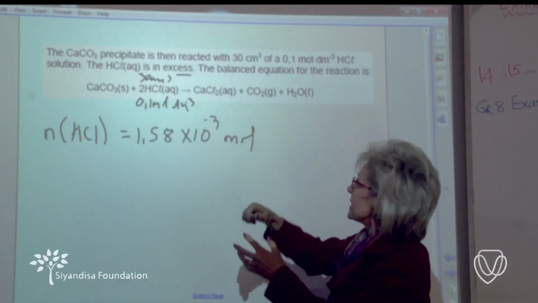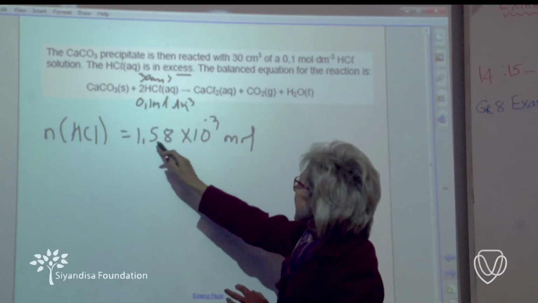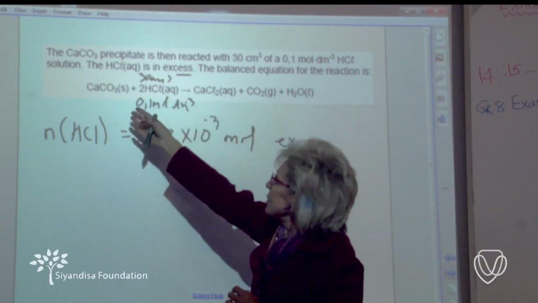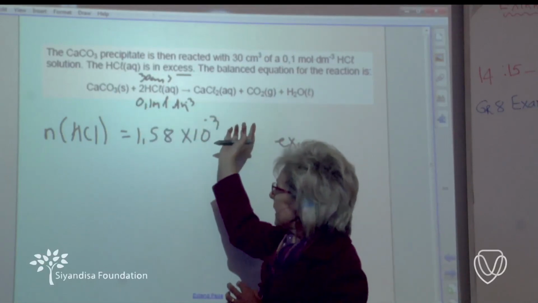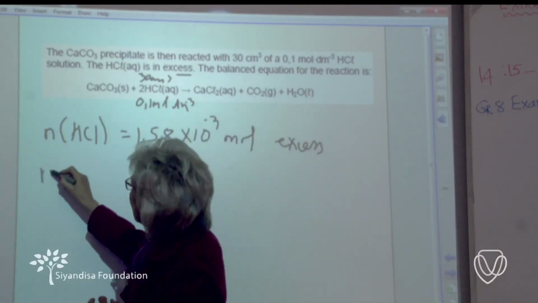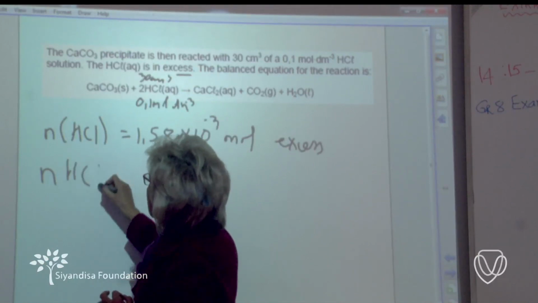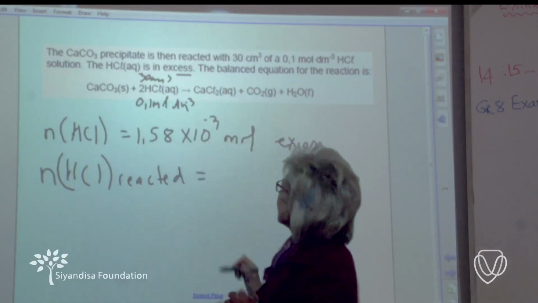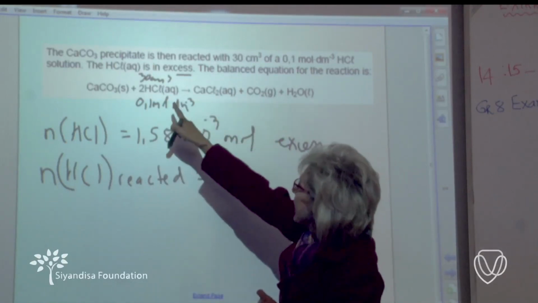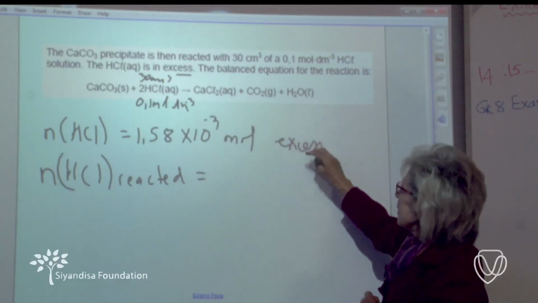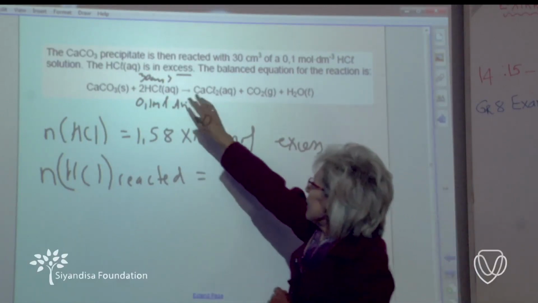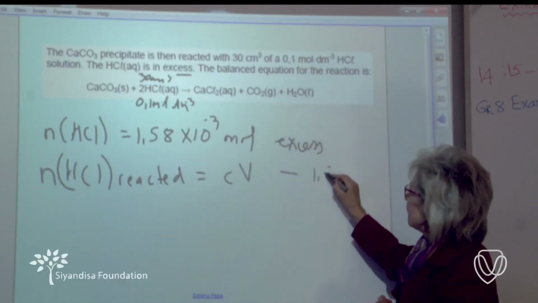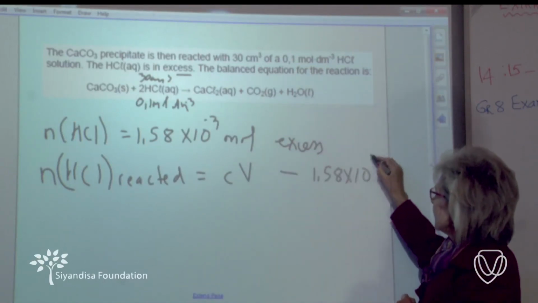Now, in our previous calculation, we figured out this was the excess. So how much was used in this reaction given here? The amount of mole of HCl that actually reacted in this calculation is then going to be the amount of mole there minus the amount of mole that was in excess. So the amount of mole there is C times V minus the 1.58 times 10 to the power of -3.